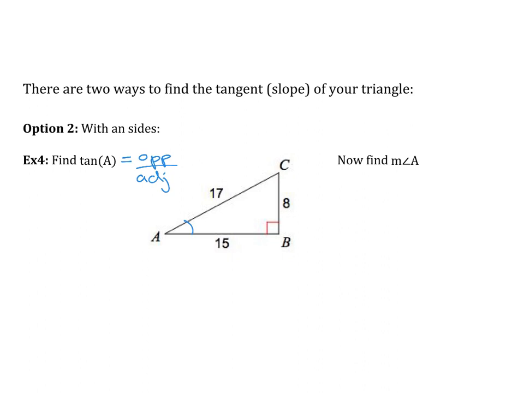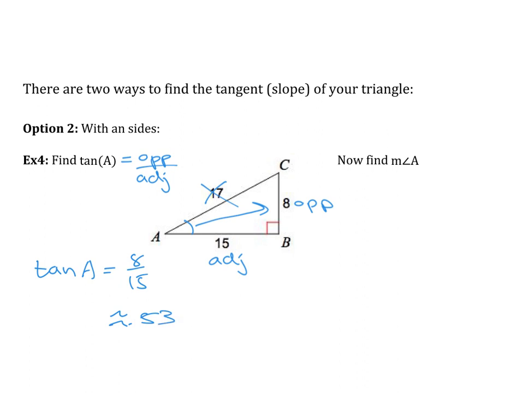So if I start with A, my opposite side, again, is going to be 8, which makes 15 my adjacent side. I know 17 is not one of my sides to use because 17 is my hypotenuse, and my ratio only uses the opposite and the adjacent sides. So to find my tangent, I can say that the tangent of A is going to equal 8 over 15. If I convert that into a decimal, then we end up getting approximately 0.53.